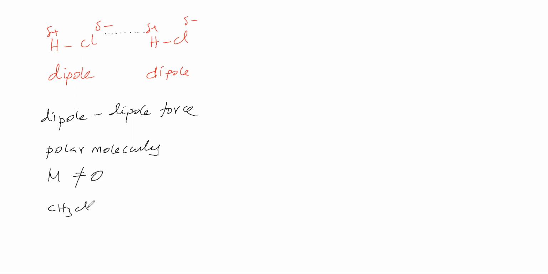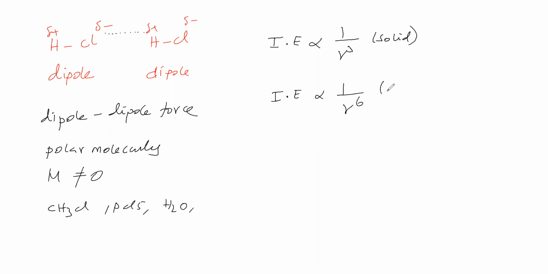Examples are CH3Cl, which has a dipole moment, PCl5, and water. These are polar molecules. For polar molecules, dipole-dipole force of attraction is possible. In this case, interaction energy is directly proportional to 1 by r cube. This is for a solid, where r is not the radius but the distance between two molecules. Next, interaction energy is directly proportional to 1 by r power 6 for which molecules? For rotating molecules, we can say interaction energy is directly proportional to 1 by r power 6.